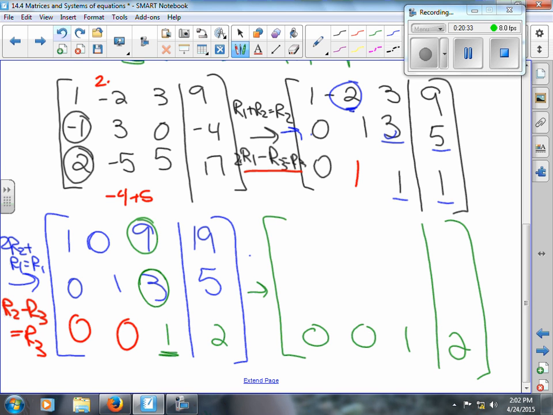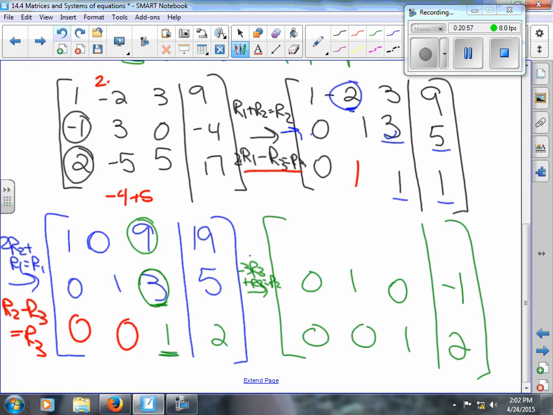I've got to make this 3 into a 0, so I'm going to take -3 times row 3 and add row 2, and that's my new row 2. So -3 times the bottom plus the middle is the new middle. That's 0, 1, 0, and -3 times 2 is -6, plus 5 is -1.